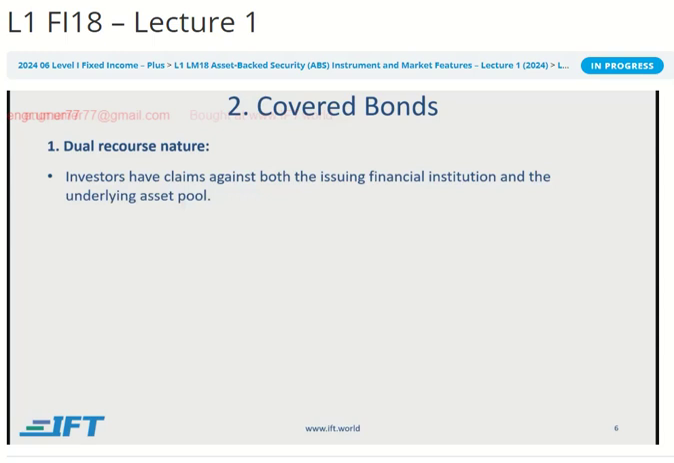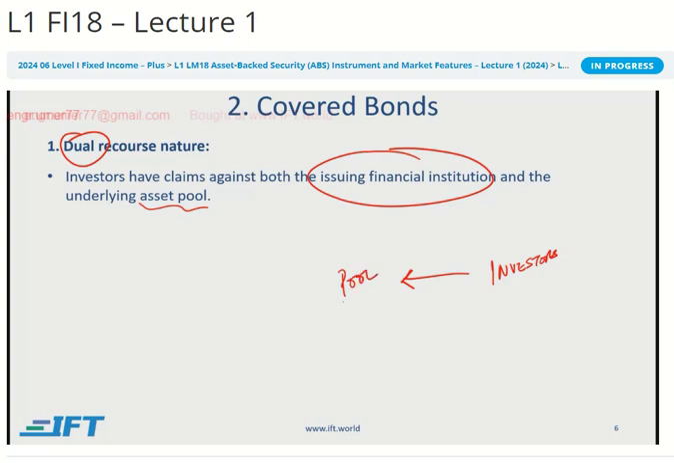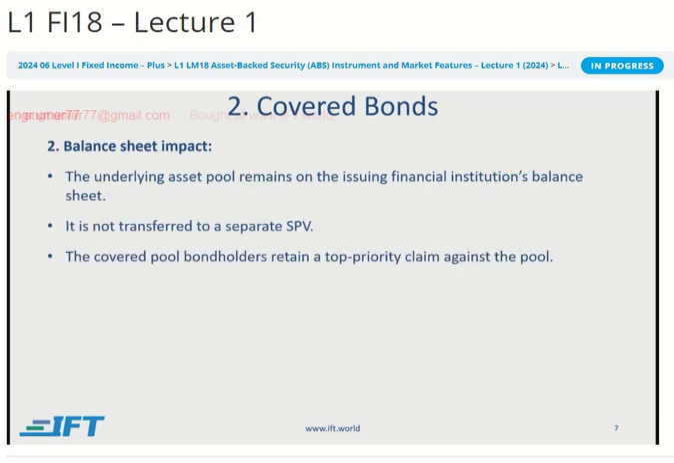So it's very simple. If the underlying pool is bad, well, then you can go after the bank. So this is a dual recourse nature, that not only do the investors have that pool with them, so the covered bonds are not only backed by the pool, but they have a dual recourse. They can even go to the bank if the pool doesn't do well, if the pool is not healthy, right?